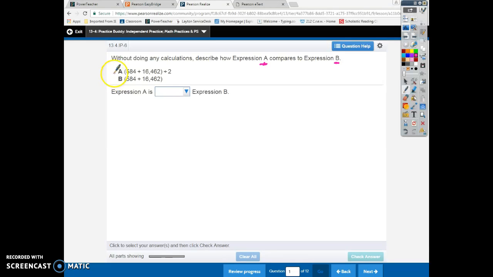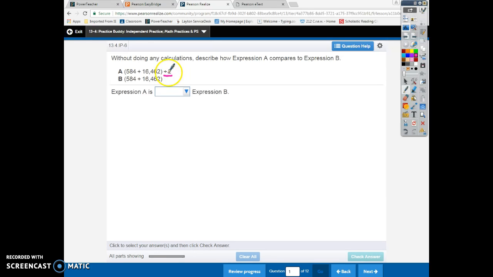So if you were to solve A and if you were to solve B, how would A compare to B? Well, the thing I want you to focus on is this part of our expression right here. Everything in that box is exactly the same. So if we were to do these alone within the box, we would say that A would be equal to B, because they're both taking 584 and adding it to 16,462. So we would say they're both equal. However, that is not what we are doing. What we are doing is taking this amount, 584 plus 16,462, and dividing it in 2.